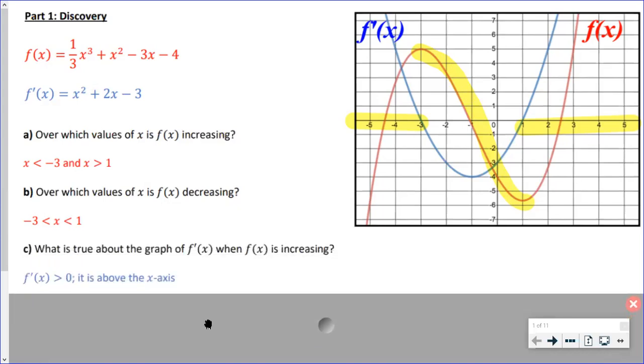So what is true about the derivative function when f of x is increasing? We're comparing the intervals when x is less than -3 and x is greater than 1. When we look at the derivative function, we'll notice that in the intervals where f of x is increasing, the derivative function is always above the x-axis. Above the x-axis when f of x is increasing. That's a key component of what you need to know for the Module 3 test. When f of x is increasing, the derivative function is above the x-axis.